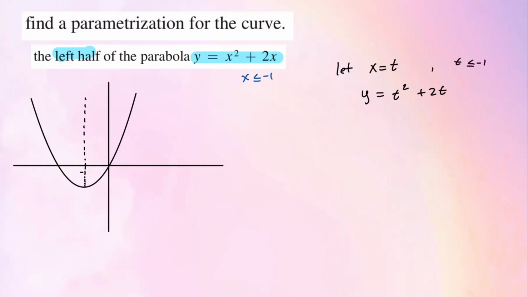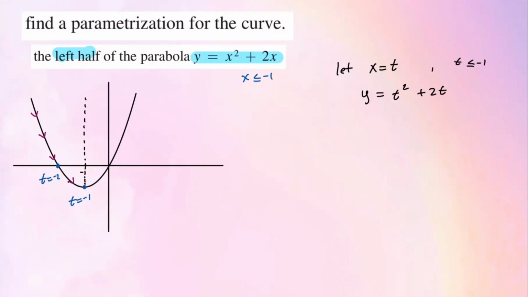So when t is -1, we are right here. This is when t is -1. And when t is -2, we are right here. T is equal to -2. And as you can see, the curve is just going to go that way. So you can choose the direction. Looks like this is the direction of the curve.